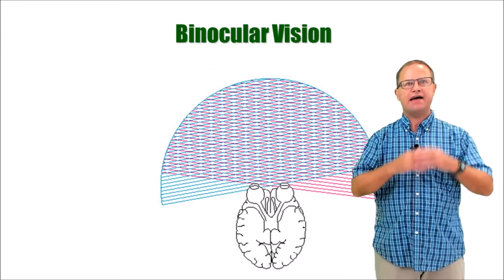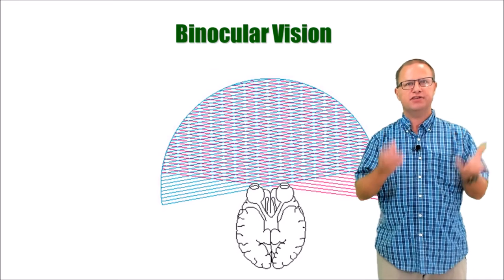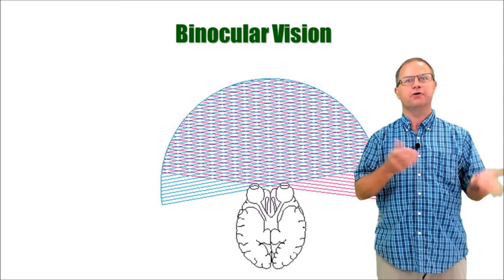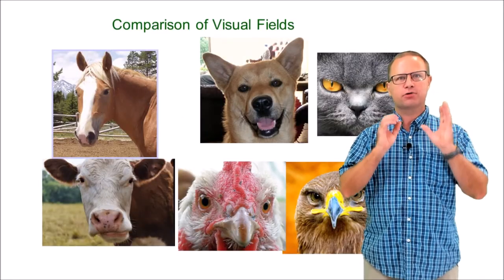Well, as it turns out, having overlapping visual fields is really good for depth perception. And why do we need such good depth perception? Is it for basketball? Is it for football? No. Well, the answer is humans evolved as predator animals.